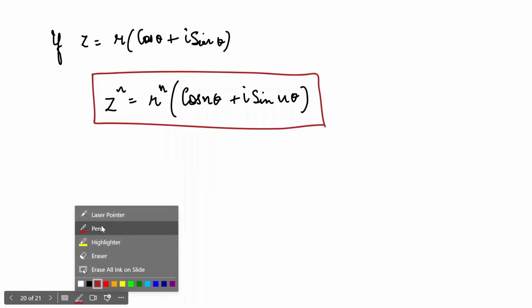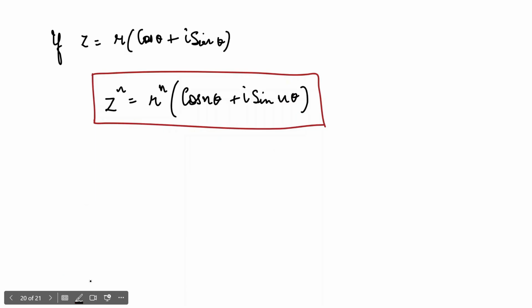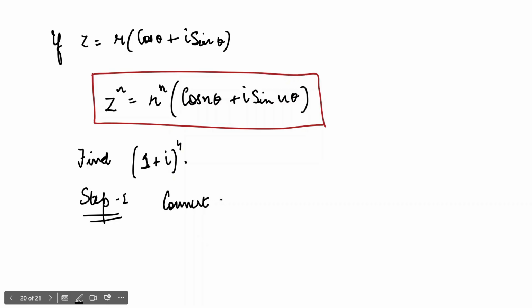Now let's take one example and understand how we'll apply this in questions. Suppose the question is that you have to find (1 plus i) raised to the power 4. We have a complex number and we have to find the exponent of this complex number, so we'll be using De Moivre's theorem. The first step is to convert it into polar form. So let's convert the complex number into polar form.